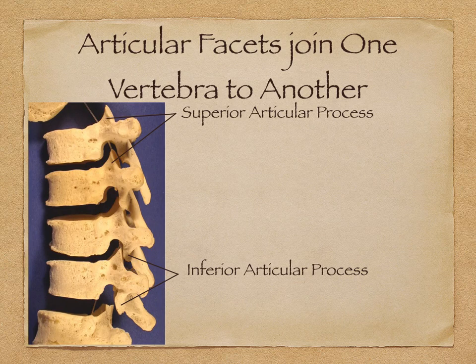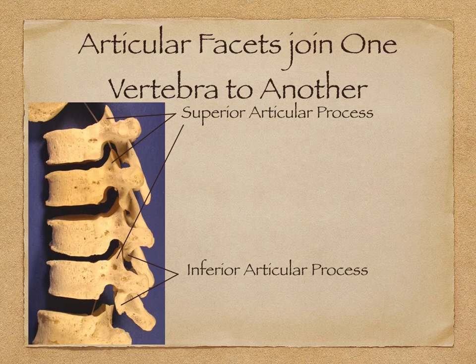Okay, so here's the superior process of the lower bone, and then you can see the inferior process on the bone above it. And see how they're touching. See how they're touching there. So that is where the joint is. The joint is right there where you see all of that little activity going on. And this is why we call them the articular processes.